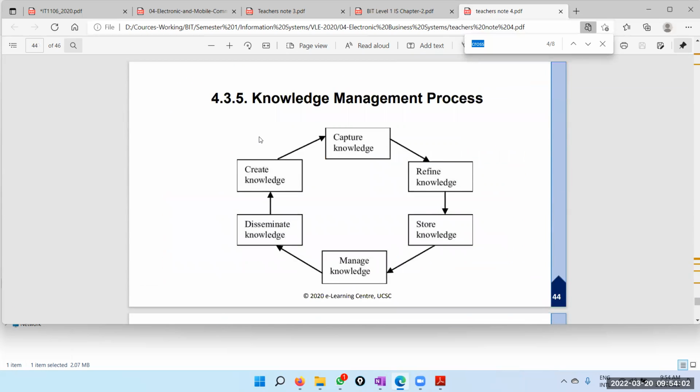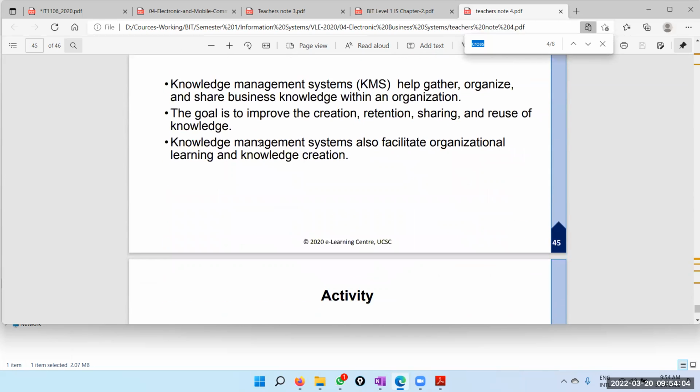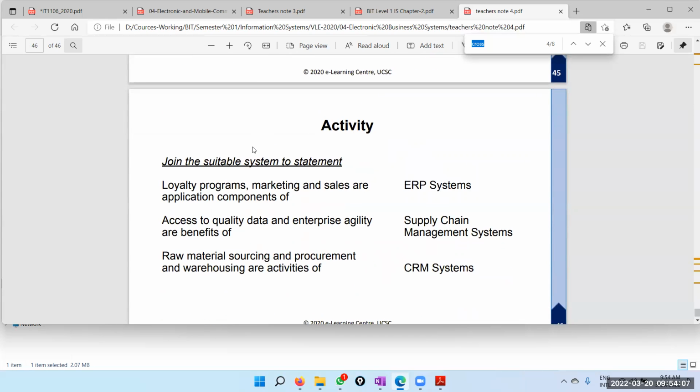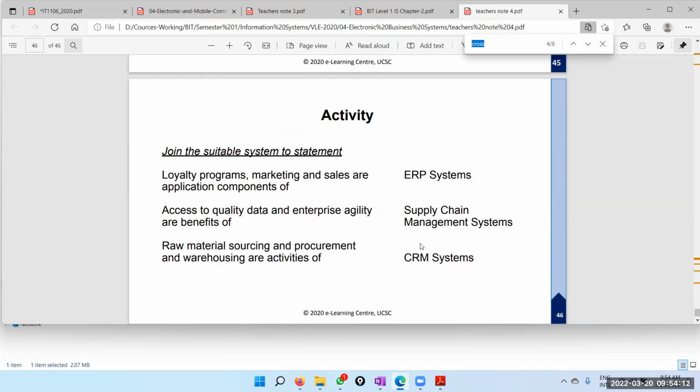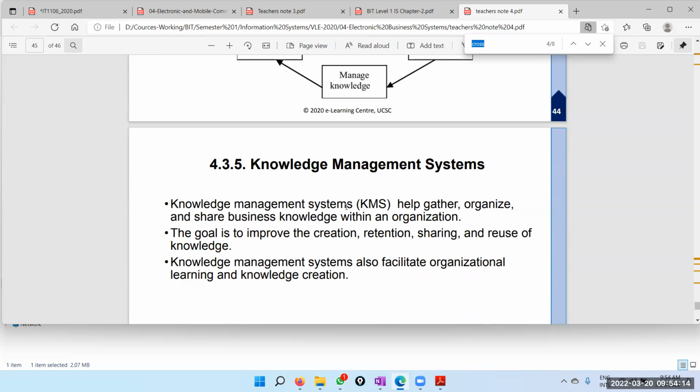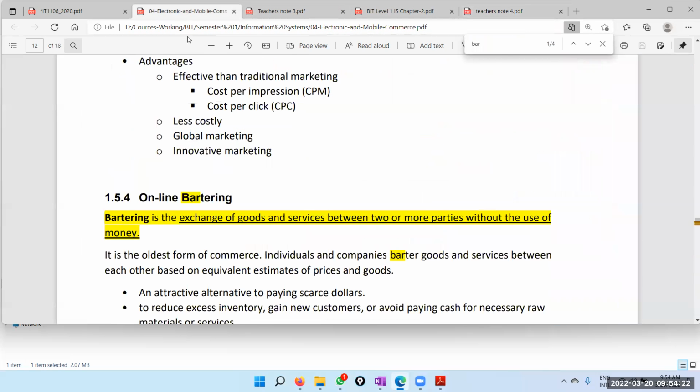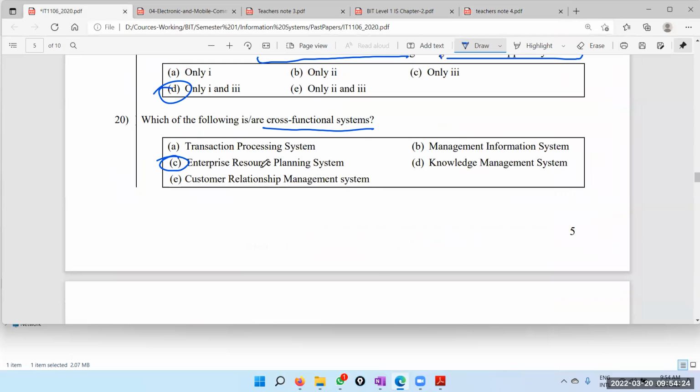They have even taken knowledge management system, KMS. So what they have taken as cross-functional systems are ERP, SCM, customer relationship management, and knowledge management system. That is why you have to refer to your note as well. So let's take those as the answers. Do we have those as the answers? Yes, knowledge management system they have mentioned, customer relationship management they have mentioned. So we can go for CD, and it's a very fuzzy area.